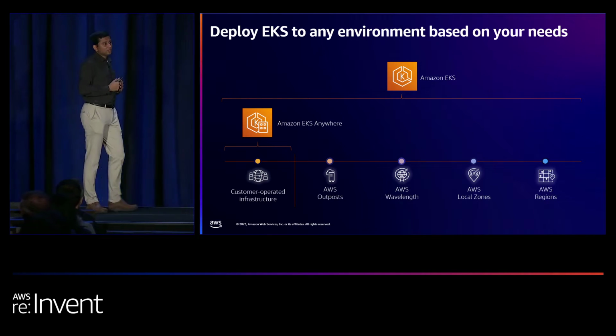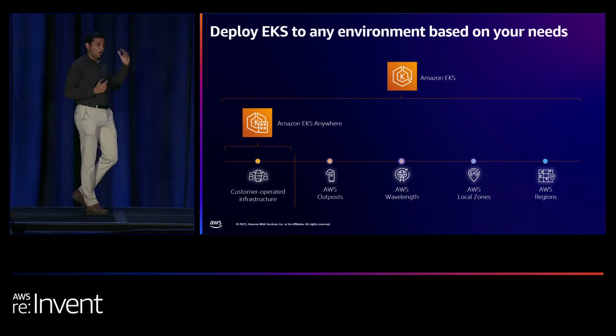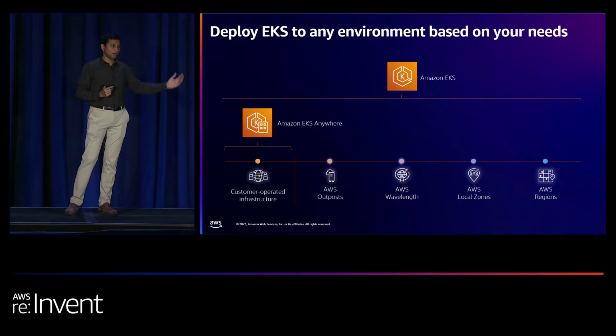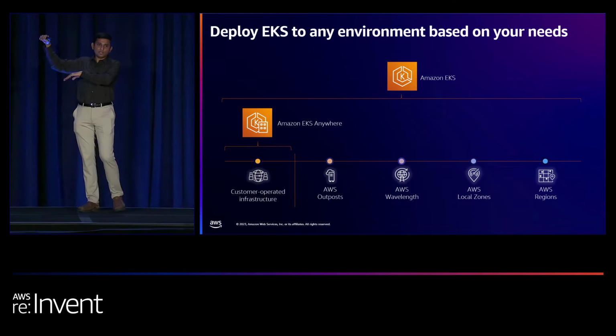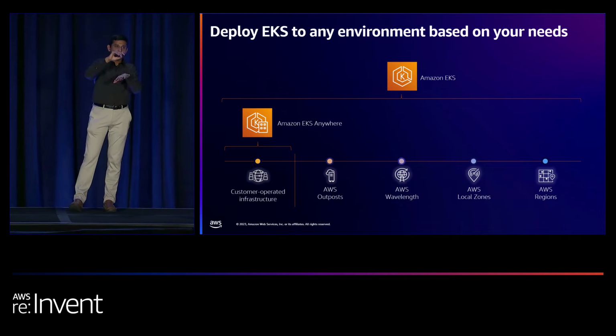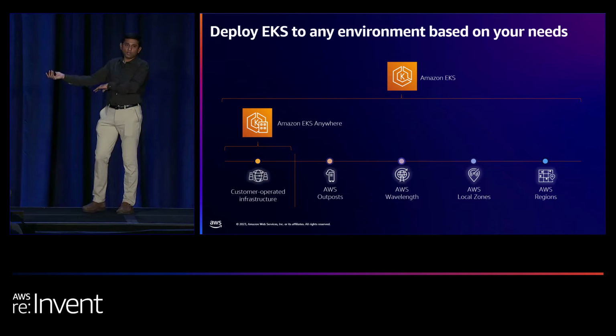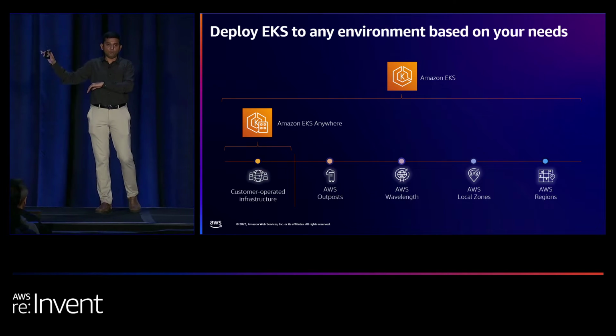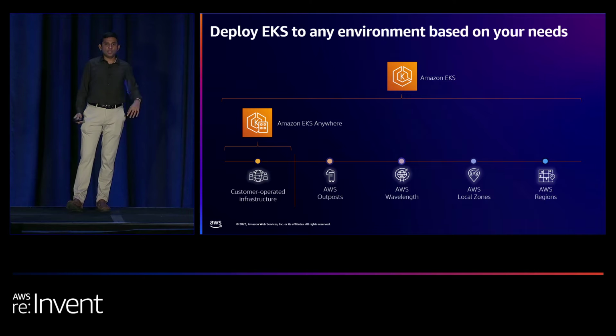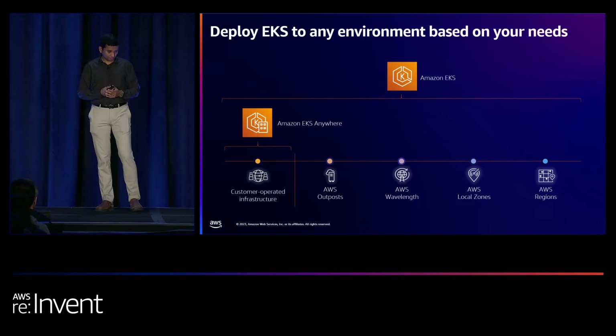AWS Outposts, for those of you who are not aware, Outposts is AWS managed hardware. So you can have a set of server racks in your office or in your data center, and these are compute racks. You can run EKS on those racks. The hardware is managed by AWS, and you can run EKS on your Outpost instances.